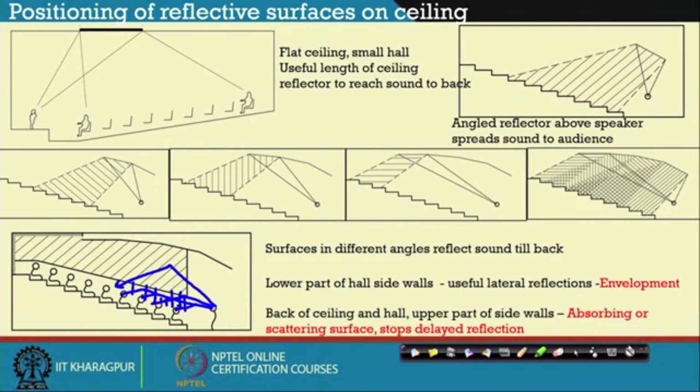So, the back and ceiling of the hall require absorbing or scattering surfaces. They will be checking the delayed reflections, and we are encouraging ceiling reflection as well as lateral reflection in the first part, and ceiling reflection up to a distance which is really required.